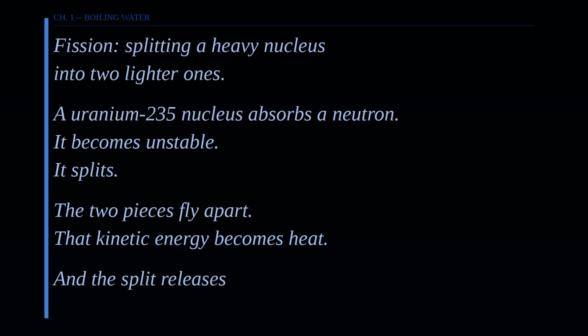But here is the key to why this process can sustain itself. The fission also releases 2 to 3 free neutrons. These neutrons are available to be absorbed by other uranium-235 nuclei. If each fission event causes at least one more fission event, the reaction continues. If each one causes more than one, it grows. If each one causes less than one, it dies out. This is the chain reaction, and controlling it is the central engineering problem of nuclear power.